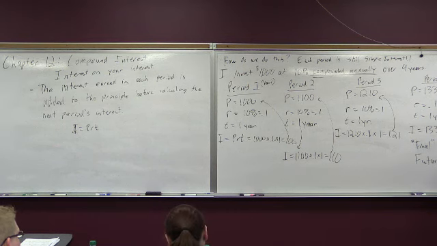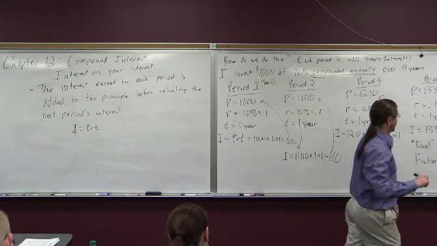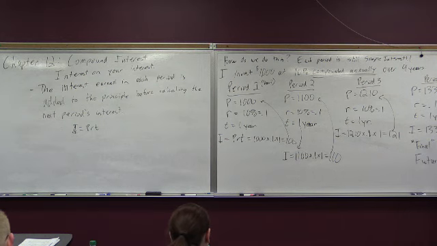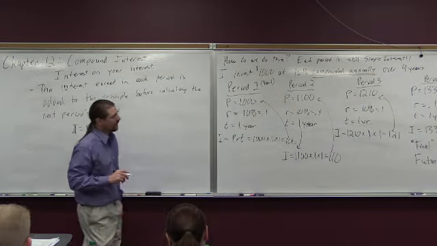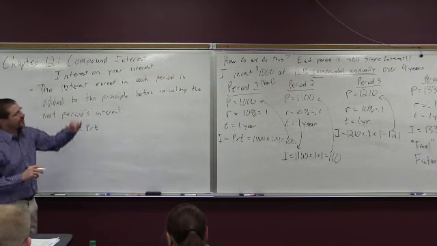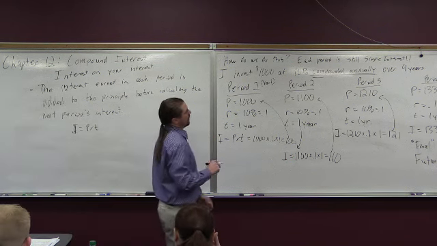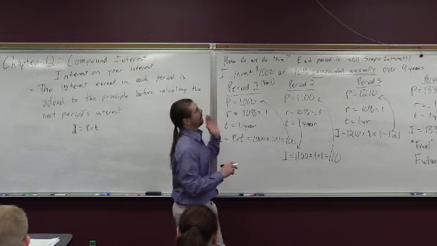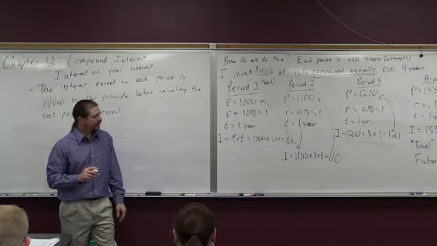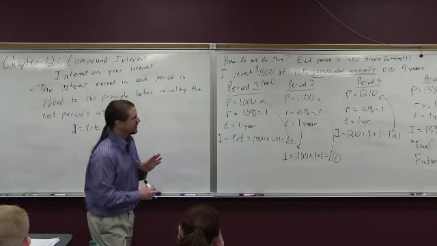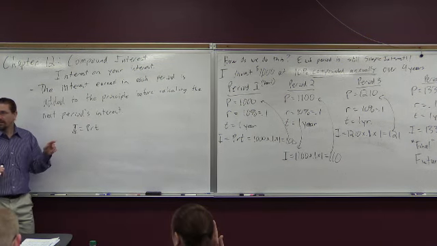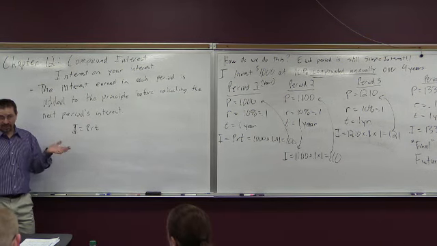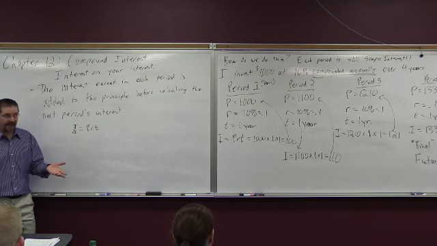In this case, it's 1464.10. So the future value of $1,000 invested over 4 years at 10% compounded annually is $1,464.10. And again, if we would have done this in simple interest, just $400, right? That's all we would have gotten.